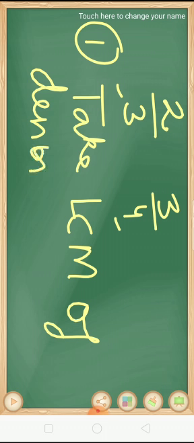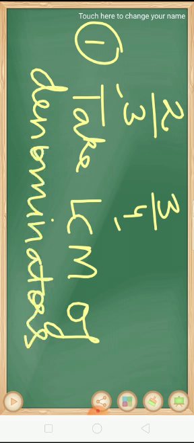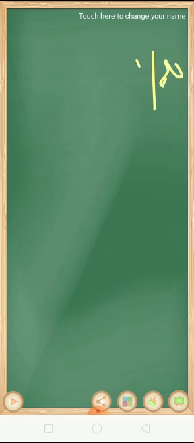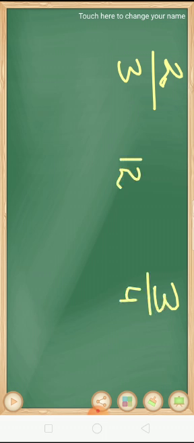What we have to do? We have to take the LCM of the denominators. Here in this question, denominators are 3 and 4. So the LCM of 3 and 4 will be 12. So our rational numbers are 2 by 3 and 3 by 4. Now I have to make the denominator 12 and 12 here also.